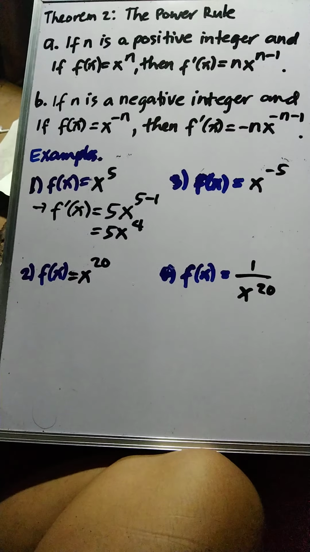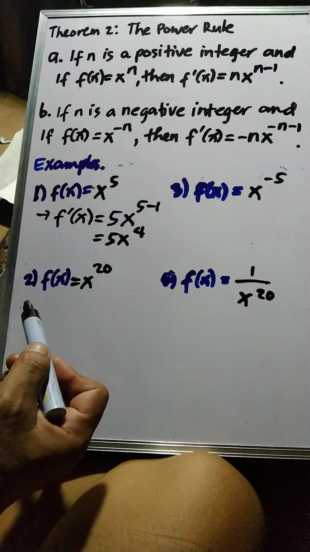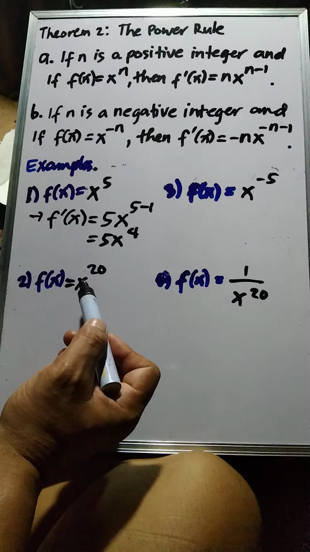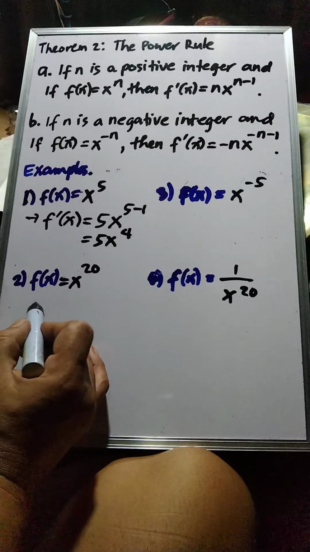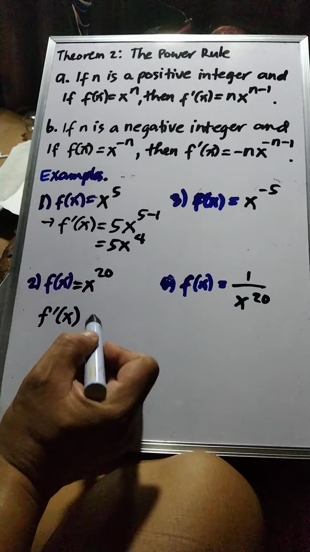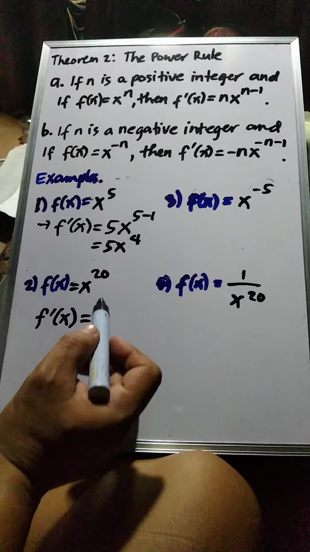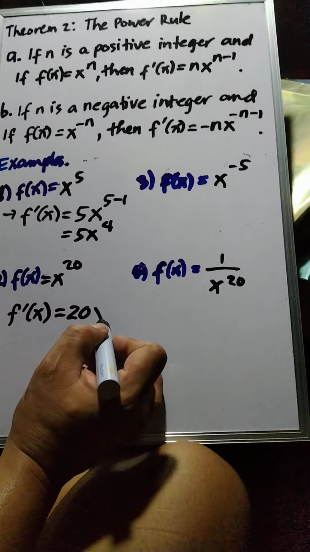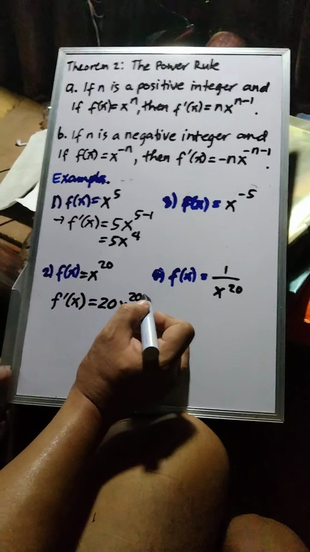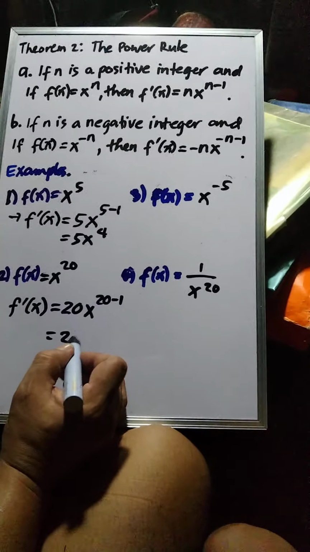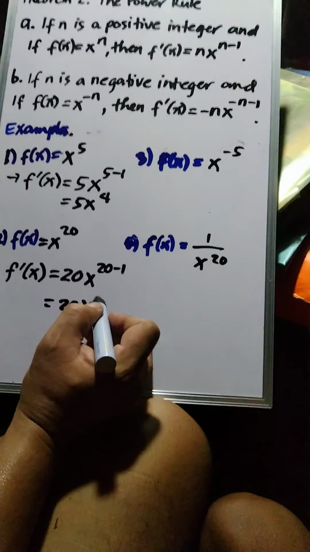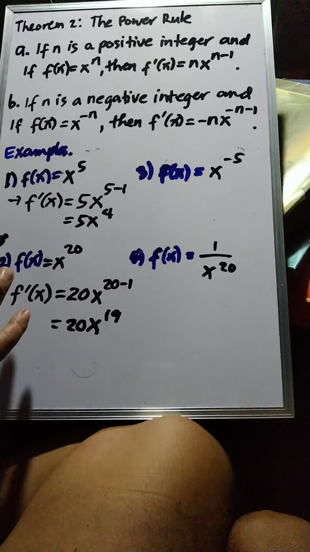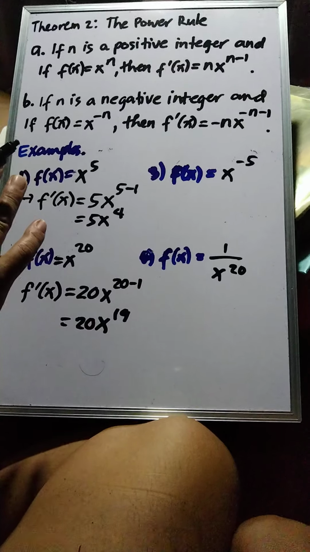Okay? So clear? So let's say example number 2. F of x is equal to x to the power of 20. Again, the exponent is positive. So simply, we could have its derivative, f prime of x, is equal to, you copy the exponent 20 to its left side. Then copy the variable x. Then you subtract the exponent by 1. So that's it. You have 20x. What is 20 minus 1? That is 19. Okay? So, examples 1 and 2 have a positive exponent.